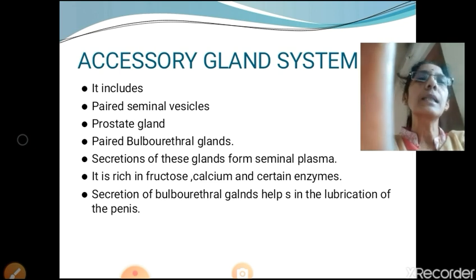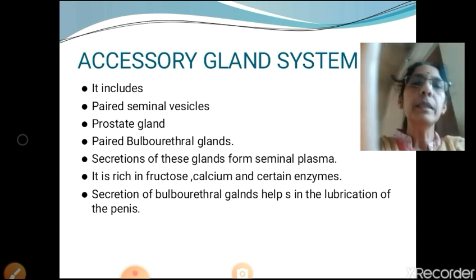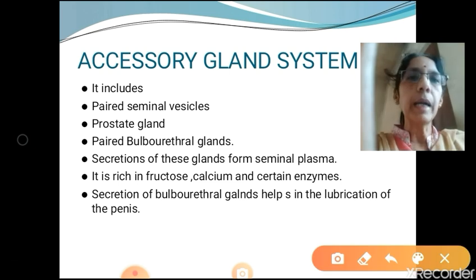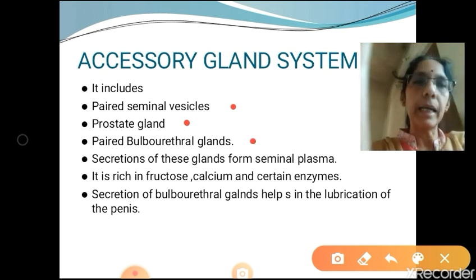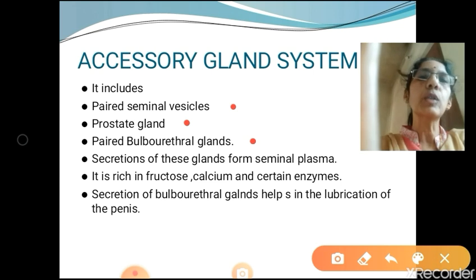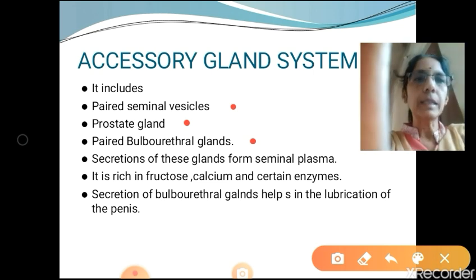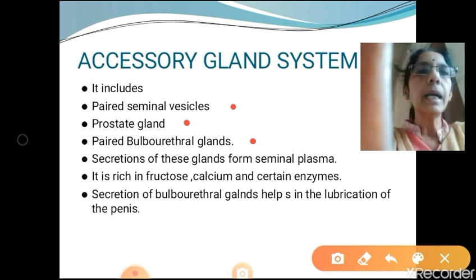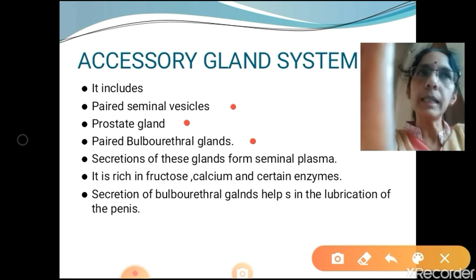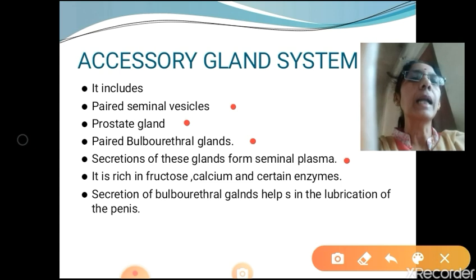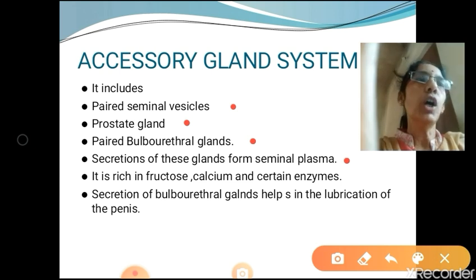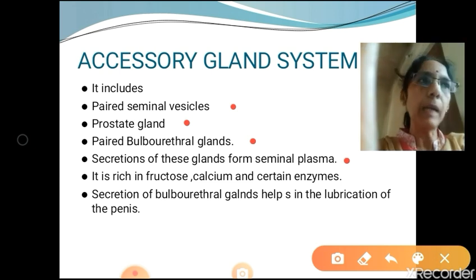Now, the accessory gland system. This system includes a pair of seminal vesicles, the prostate gland and a pair of bulbourethral glands. Their secretion is called seminal plasma.